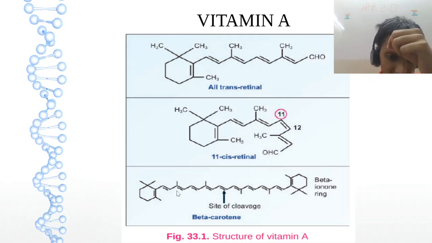So there is a beta ionone ring. Okay, this is an important feature. Beta ionone ring with the isoprenoid chain. Okay, that is very important.